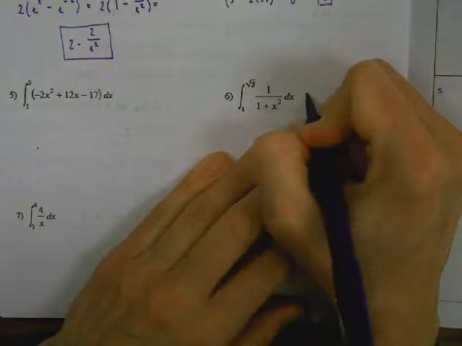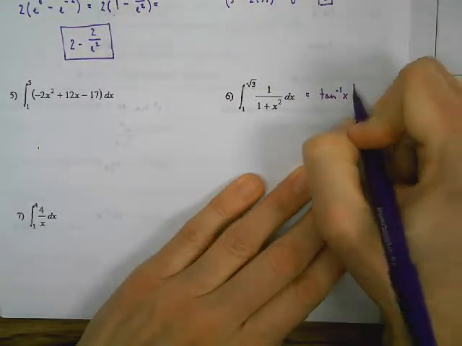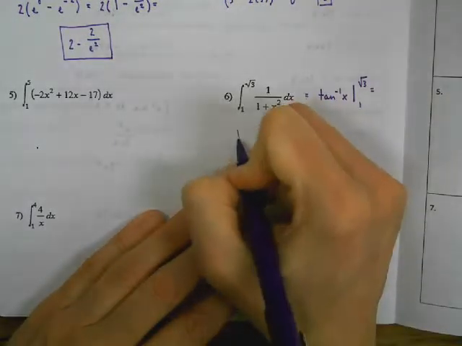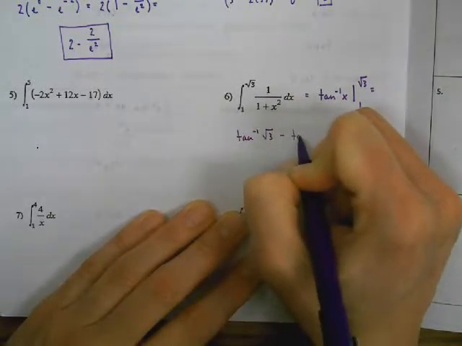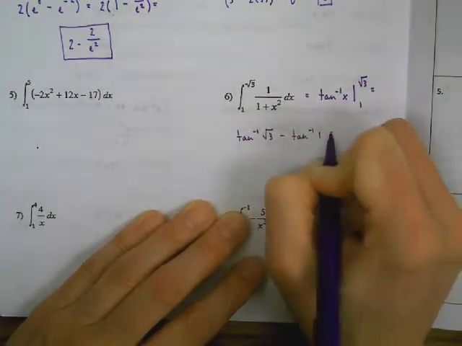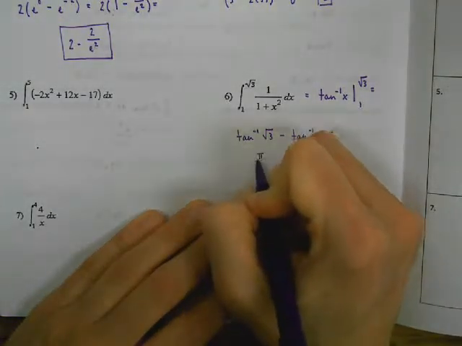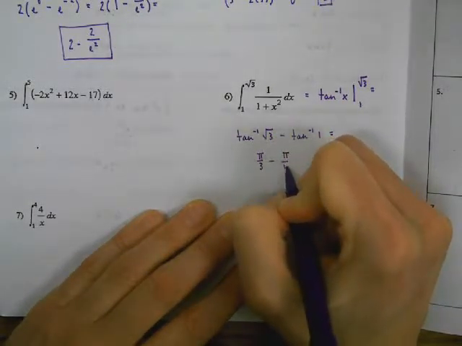All right, so my antiderivative is the inverse tangent of x, and I'm evaluating that from 1 to root 3. So I have inverse tangent of root 3 minus the inverse tangent of 1. So I know this value is going to be pi over 3, and inverse tangent of 1 is just pi over 4.